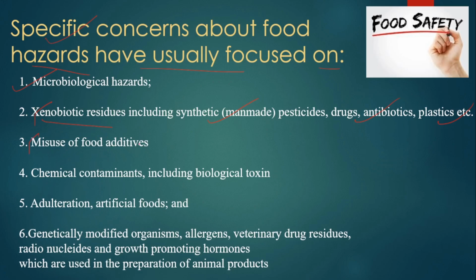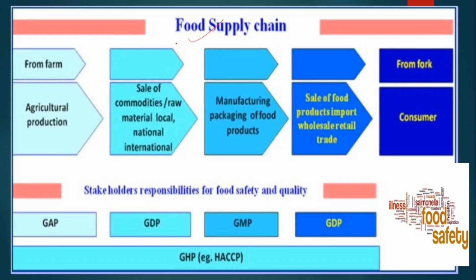Next is the misuse of food additives and chemical contaminants including biological toxins, adulteration, artificial foods and genetically modified organisms, allergens, veterinary drug residues, radionuclides and growth promoting hormones which are used in the preparation of animal products. This shows the food supply chain and the associated responsibilities of the stakeholders for food safety and quality. Supply chain stages. First is agricultural production, which begins from the farm with the production of agricultural goods. Next is the sales of commodities or raw materials.